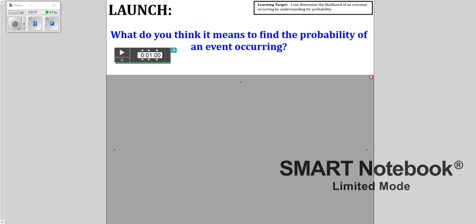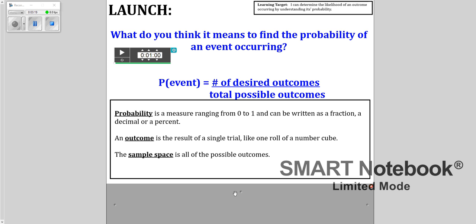So what do you think it means to find the probability of something happening? And you guys do it all the time. Can you say, like, what are the chances of this happening, or what are the odds? That's probability. Probability is figuring out the chance that something will happen. So if you want to write that down, you can. Probability is figuring out the chance that an event will happen.